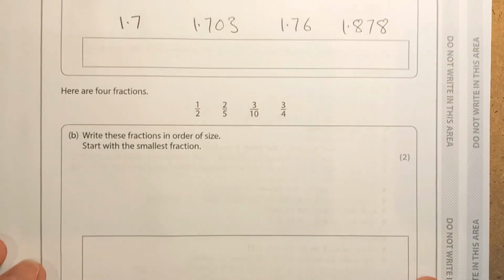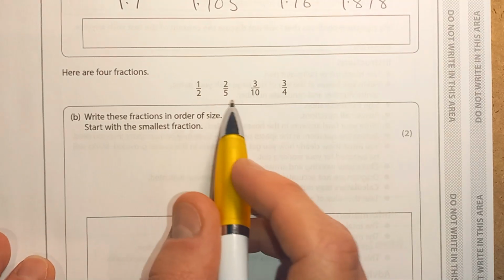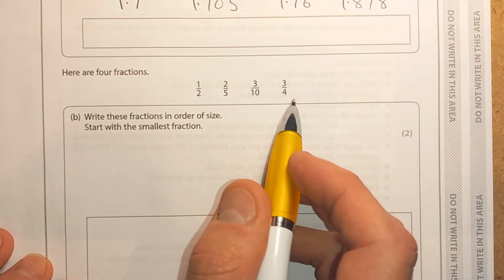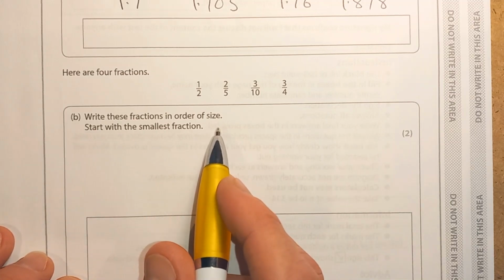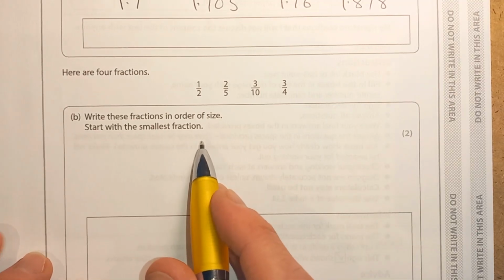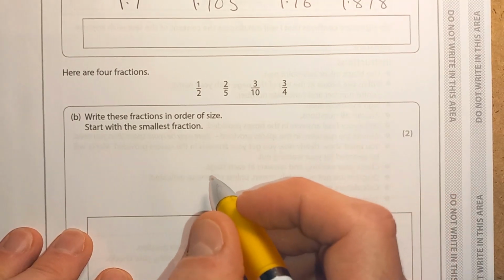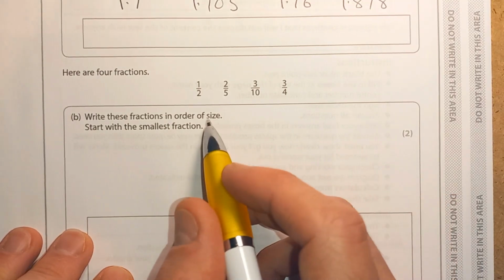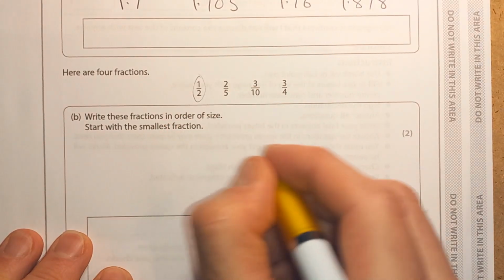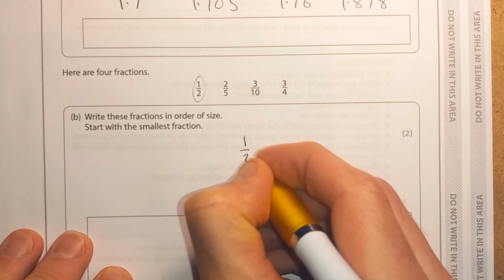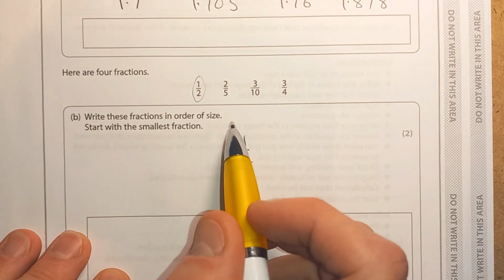Right, for the next part. Here are four fractions. 1/2, 2/5, 3/10, and 3/4. Write these fractions in order of size. Start with the smallest fraction. Okay, well what I'm going to do with these actually is look at them and say, well, I've got half here. Okay, so I'll put half. Now, which of these is smaller than half and which are bigger than a half?